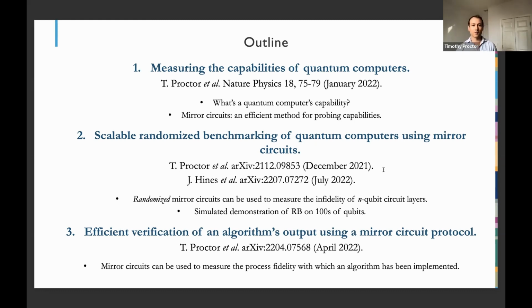And then finally, I'm going to be telling you about how we can efficiently verify the results of an algorithm using a mirror circuit-based protocol. So the idea here is that we can measure the process fidelity for which an algorithm has been implemented by running a particular family of mirror circuits that we developed. And this is results that came up fairly recently on arXiv.